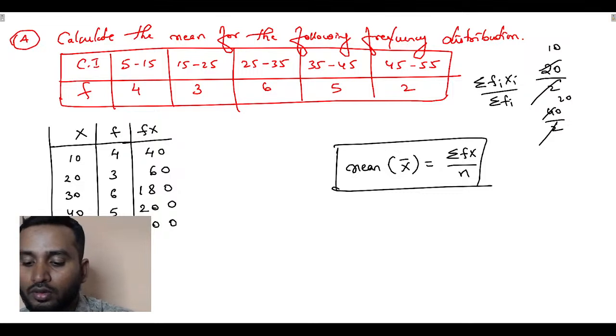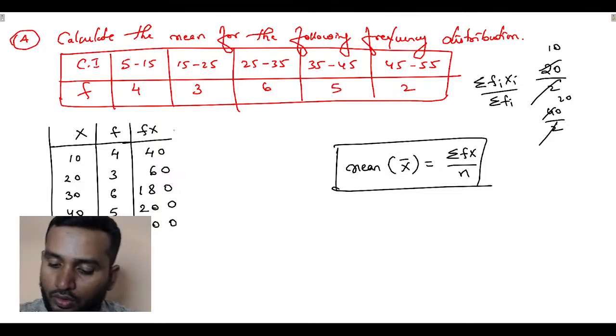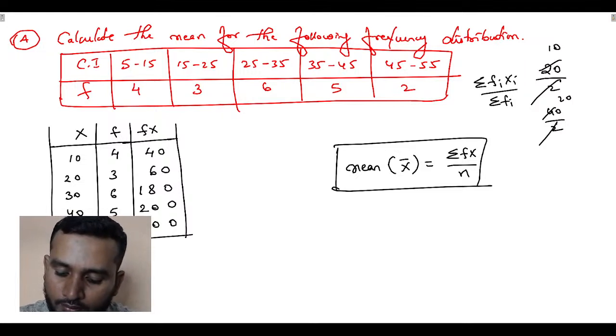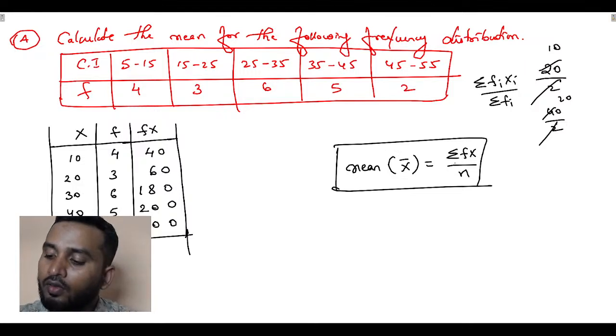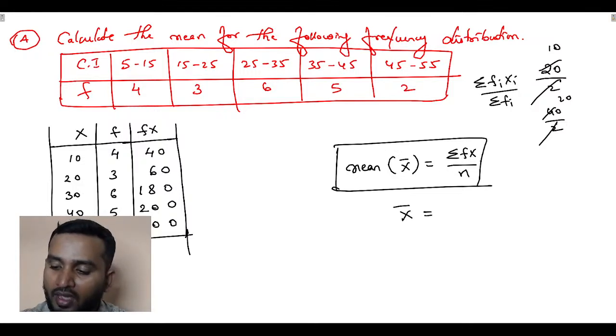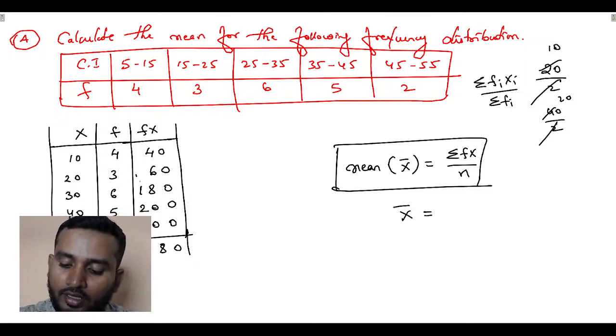Any doubts? Understood? Good. Now, what should we do here? Very simple. First, what value do we want to find? Mean. Mean means x bar, sigma fx. Add all the values of fx. 0, 4 plus 6, 10, 10 plus 8, 18, 8, 1 carry, 2, 3, 4, 5.